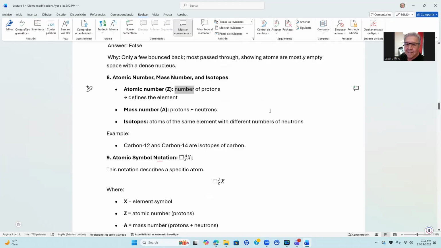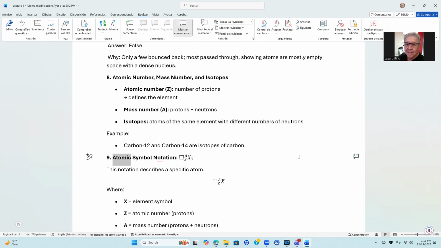8. Atomic number, mass number, and isotopes. Atomic number, Z, number of protons, defines the element. Mass number, A, protons plus neutrons. Isotopes, atoms of the same element with different numbers of neutrons. Example: carbon-12 and carbon-14 are isotopes of carbon.